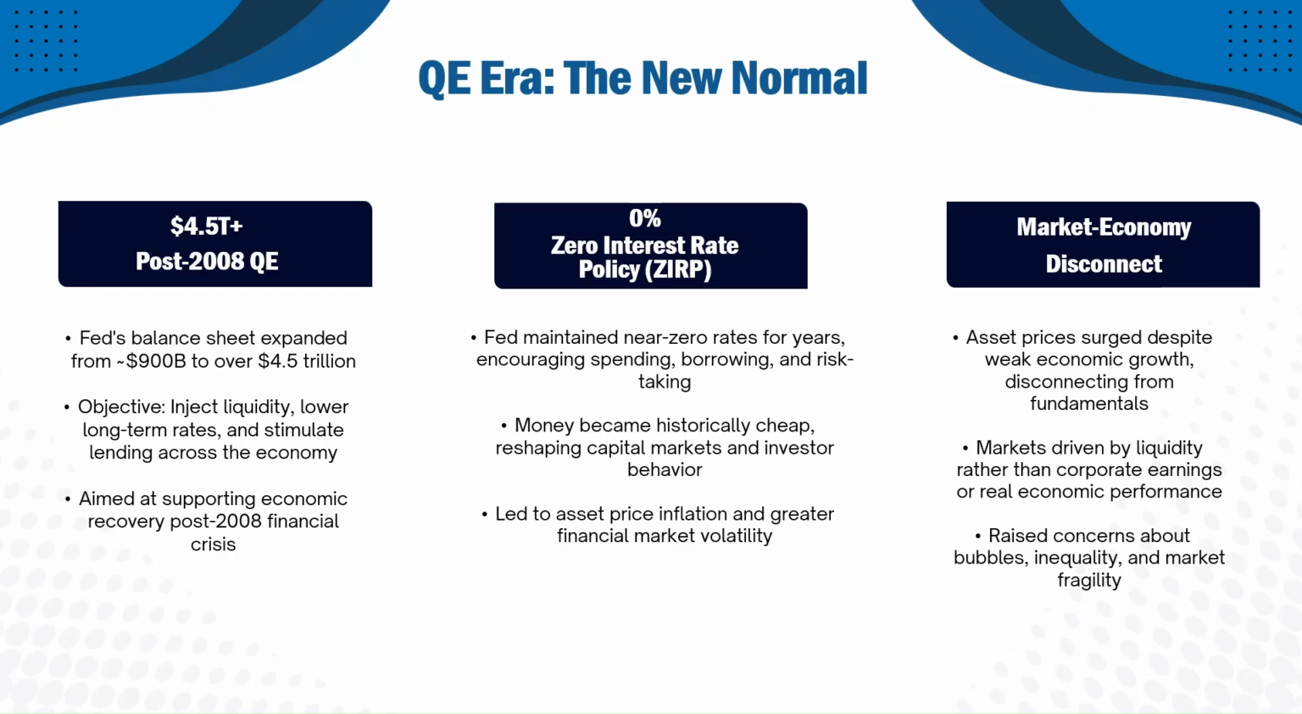Alongside this, the Fed kept interest rates near zero for years, a policy known as ZIRP, the zero interest rate policy. These actions propped up asset prices across the board, from stocks to real estate, even while the broader economy remained weak. This era marked a turning point. Markets became increasingly disconnected from real-world fundamentals, driven more by central bank policy than by the underlying economic strengths.